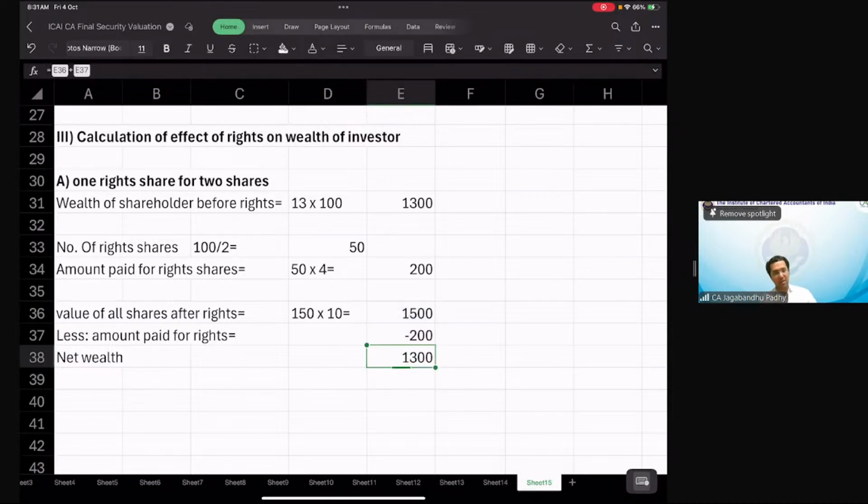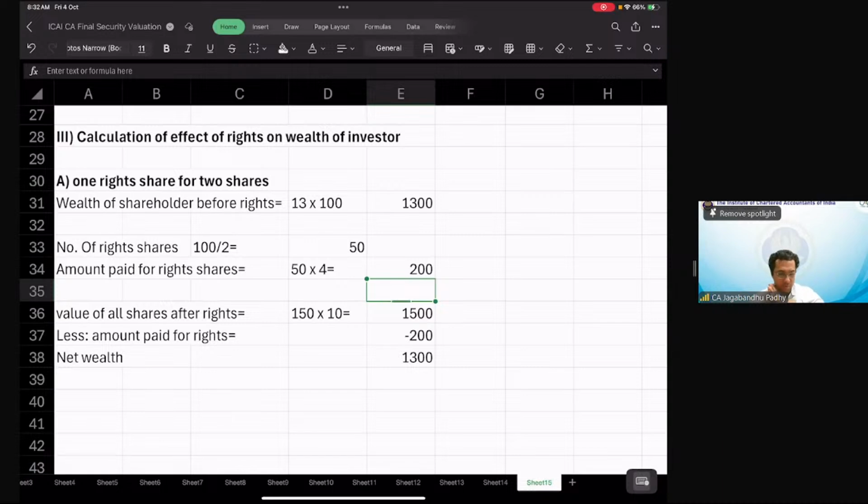Net wealth is still remaining the same, 1300, because there is no change. The 200 increase, whatever amount you have paid, is just the increase in the value of the wealth. So if you're paying and acquiring an asset, that cash is just getting converted into the shares.